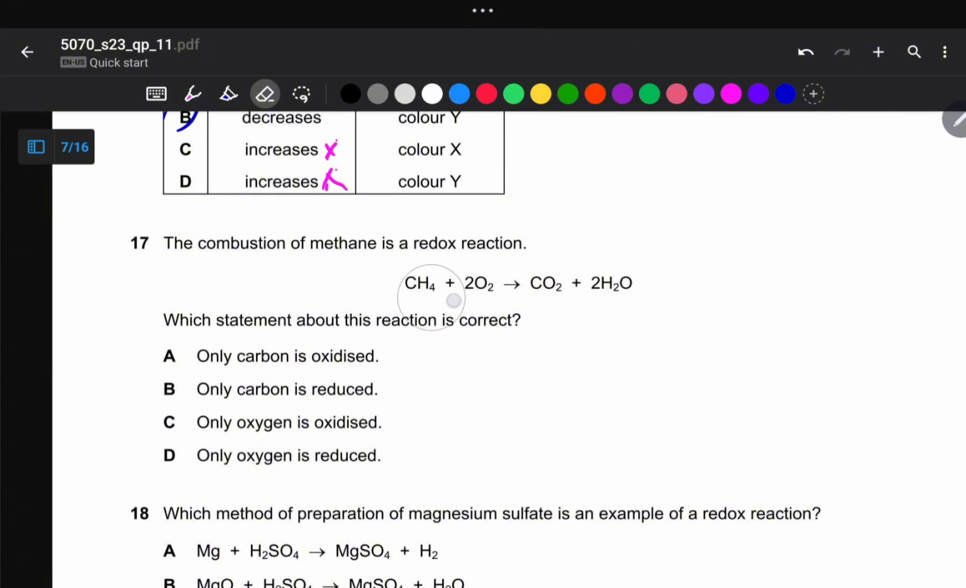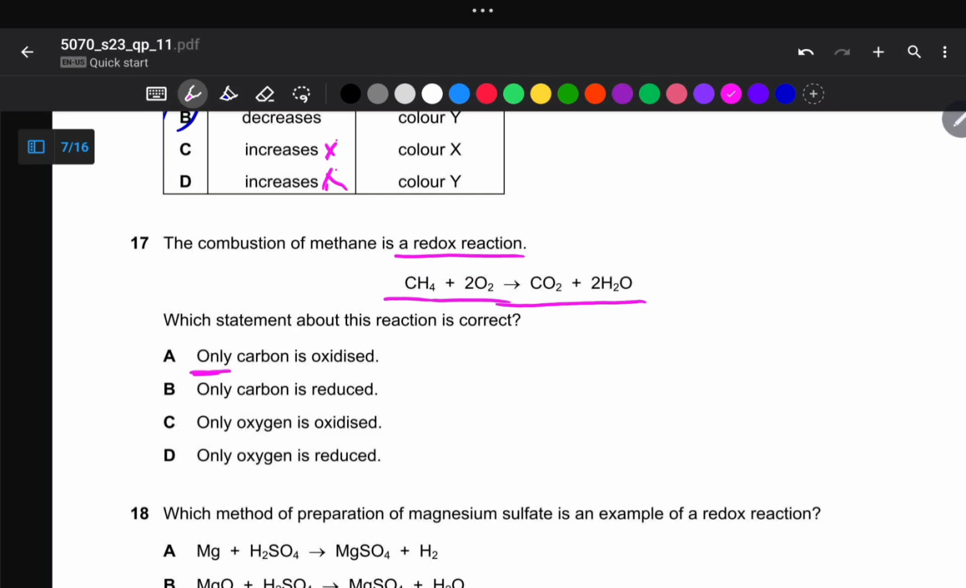shown by this equation. In my previous videos I've shown the fastest and the most accurate way to balance combustion of hydrocarbons, so you need to check my playlist of organic chemistry. The question says, which statement about this reaction is correct? We need to know the definition of redox reaction for our structured paper. A redox reaction is a reaction in which there is both oxidation and reduction. So the answers are only carbon is oxidized. Only, you need to take note of this term. Only means strictly carbon is being oxidized.